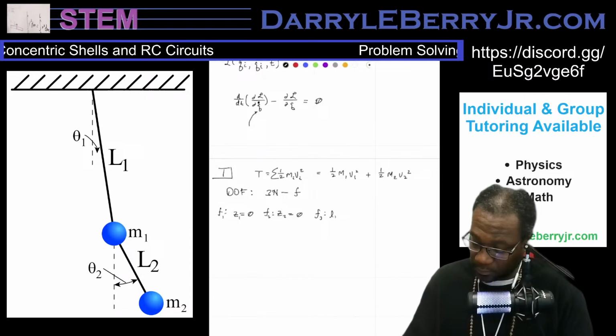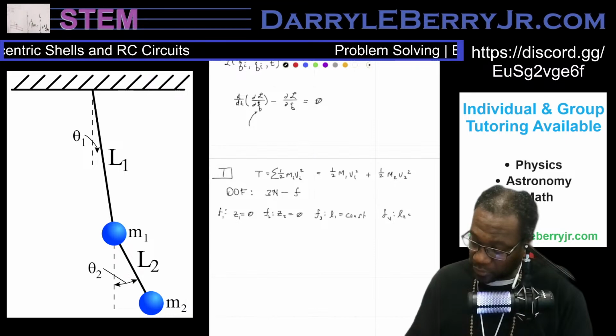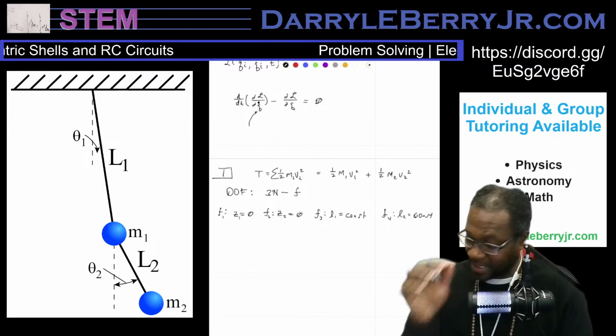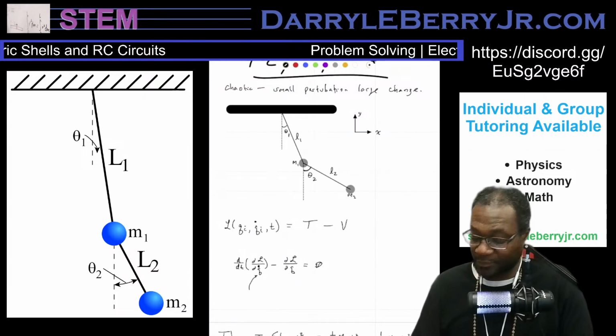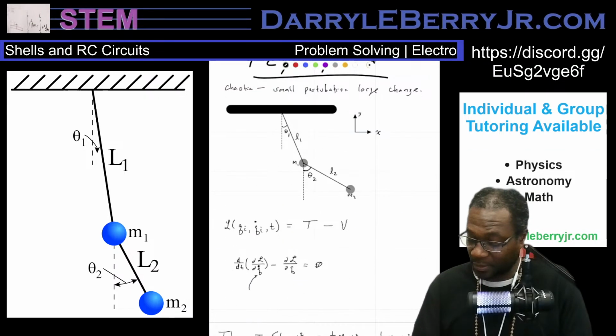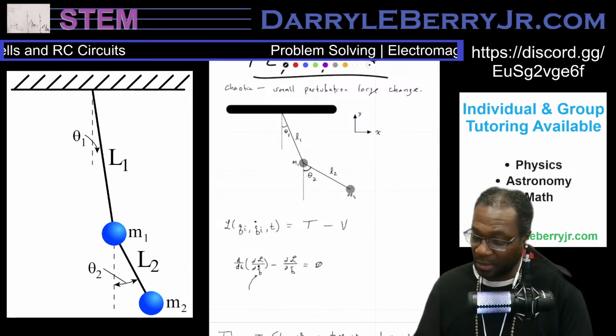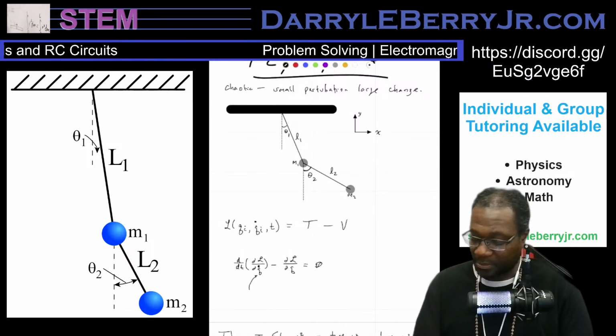We can say that L1 is constant and L2 is constant. So we have 4 things that don't change, that limit the movement of these masses in 3D space. It's always going to be in the plane of the page. So neither of the masses are going to move in all 3 dimensions, just 2.